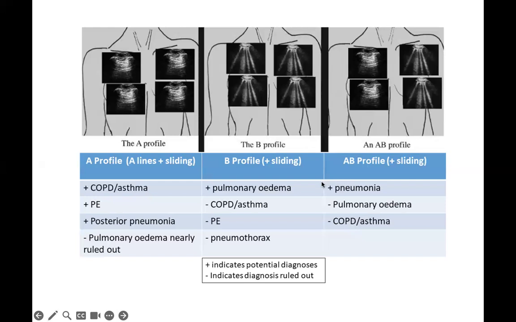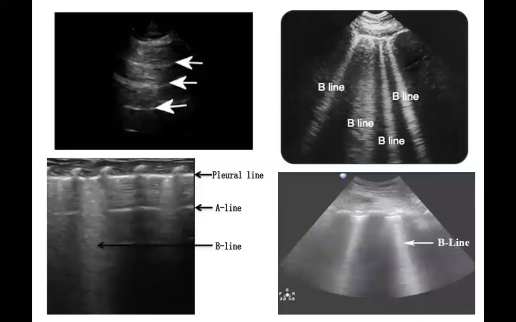AB profile. Again, this is most likely pneumonia when you see these focal B lines on one side of the lung, but not the other. I agree that this has likely ruled out pulmonary edema, because if you have A lines at the base of the contralateral lung, then pulmonary edema is usually going to be bilateral. COPD or asthma, again, you could still potentially have COPD or asthma, but it's certainly less likely the cause if you have focal B lines.